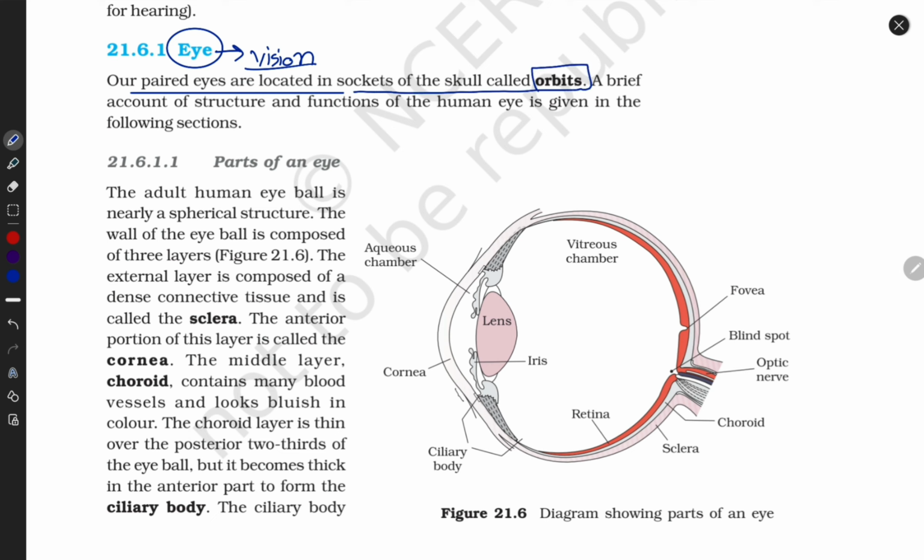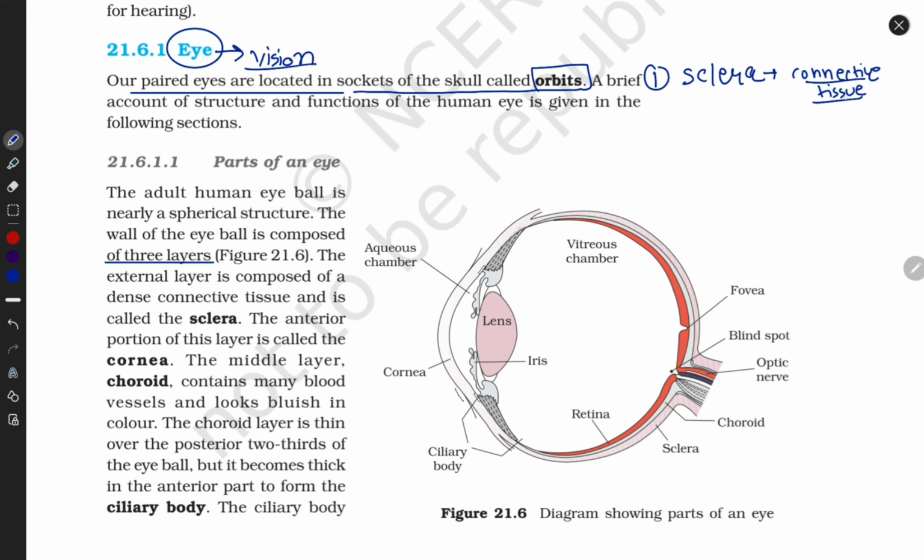Okay, first of all, the eye is made up of three layers. Listen to me. The eye is composed of three layers. The outer layer, we can call it the sclera. They contain connective tissue.